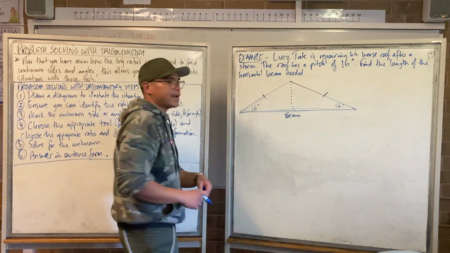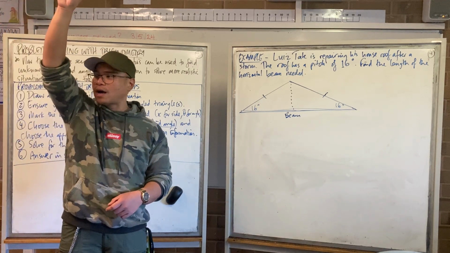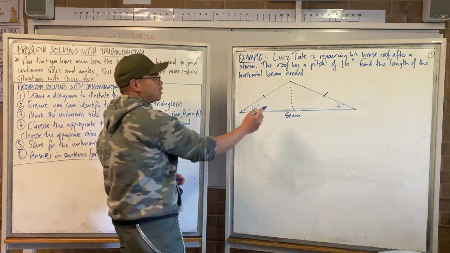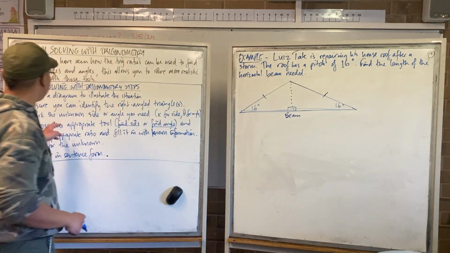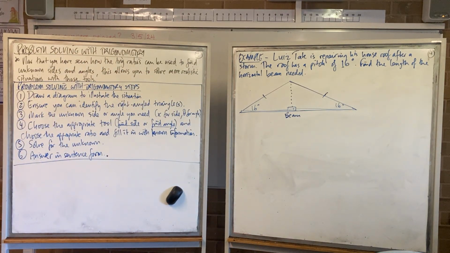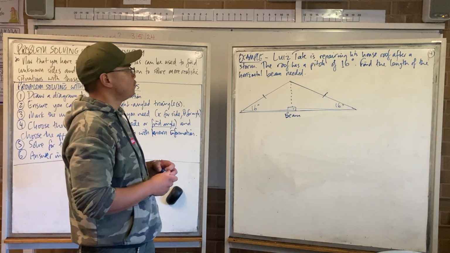So what's special about an isosceles, if I put a line down from the middle, what kind of triangles are both of these? Right angle. Well done. That's where the right angle triangle is. Ensure you can identify the right angle triangles. Okay? Find the length of the horizontal beam.